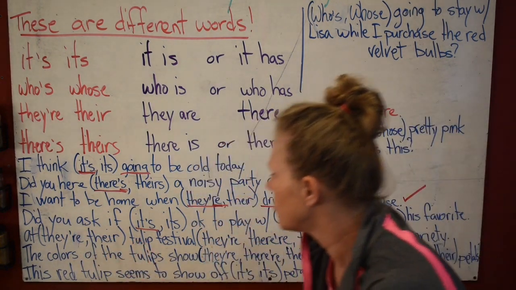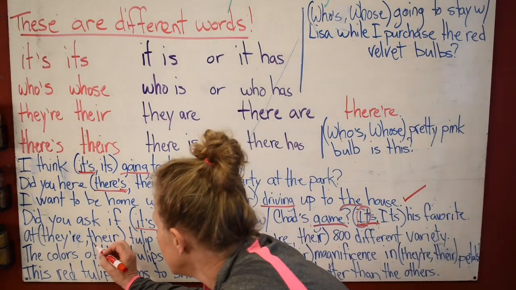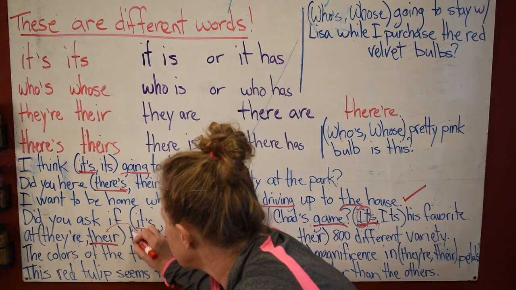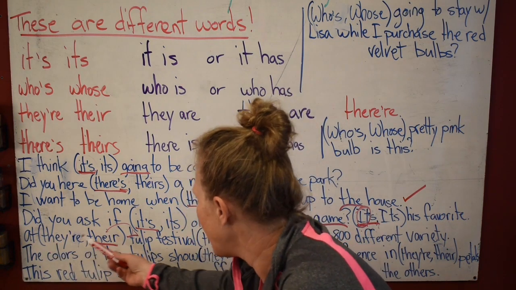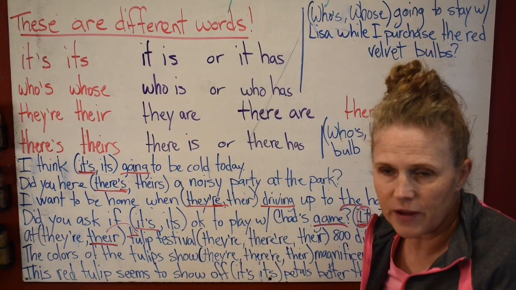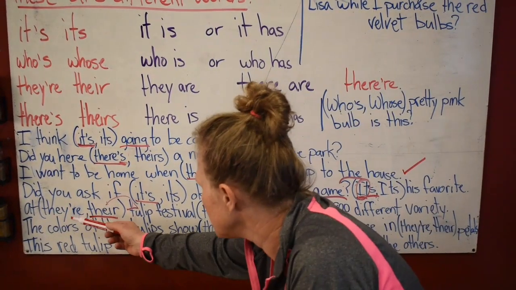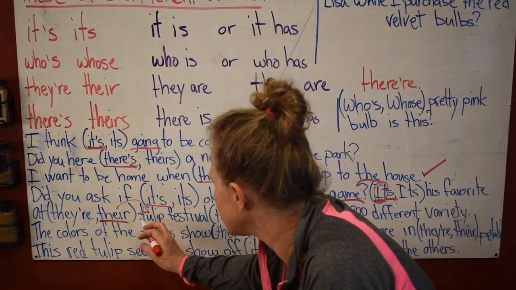Okay, let's look at this one. Which one are you going to do? Okay, nice. It's their tulips. If we pull this out, listen to this, "at they are tulip festival," does that sound goofy? It sounds completely goofy. So it's possessing the tulips.